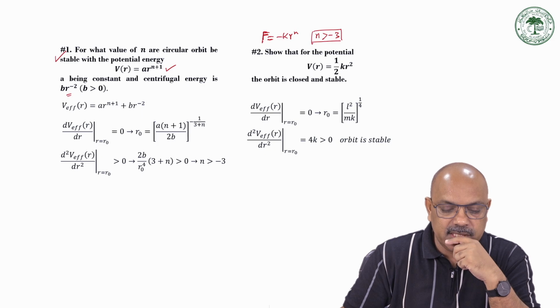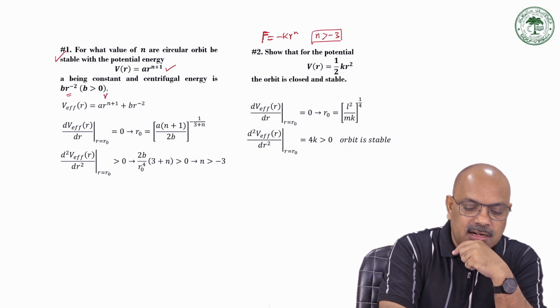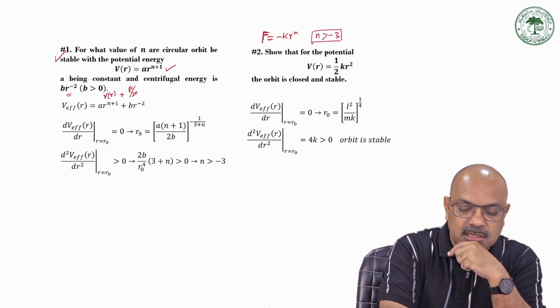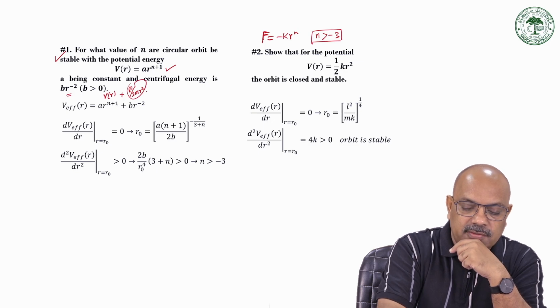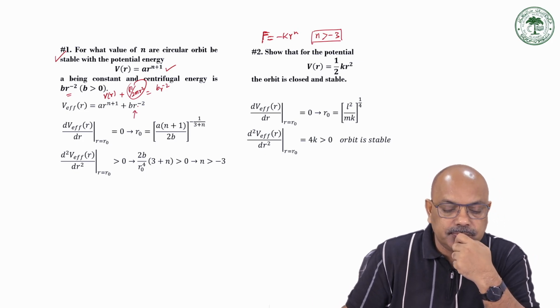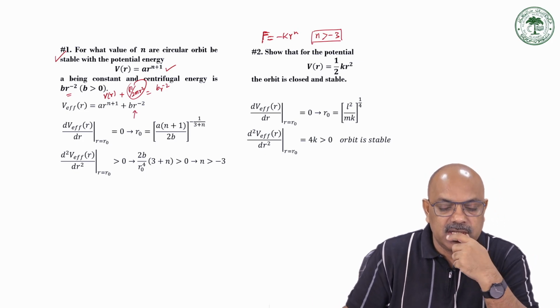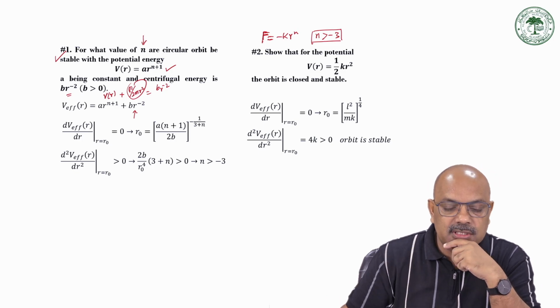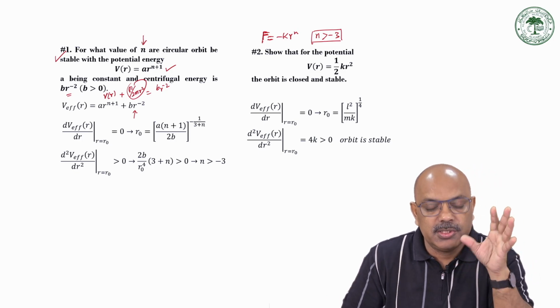So my effective potential is basically this V(r) plus what we call L square by twice m r square. So this is given as b r to the power minus 2 in our case. Okay, so this is the effective potential. So if this potential is given, the question is what is the value of n for the circular orbit to be stable under this potential.